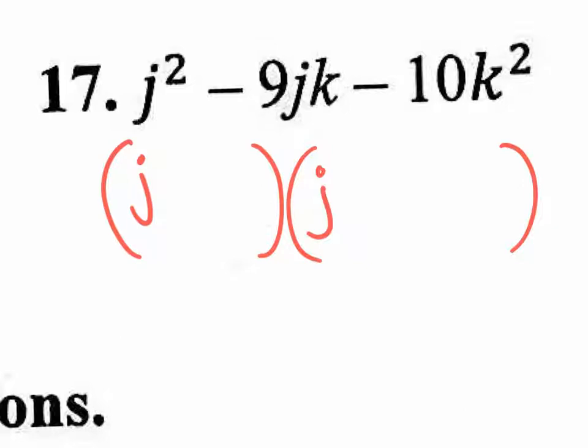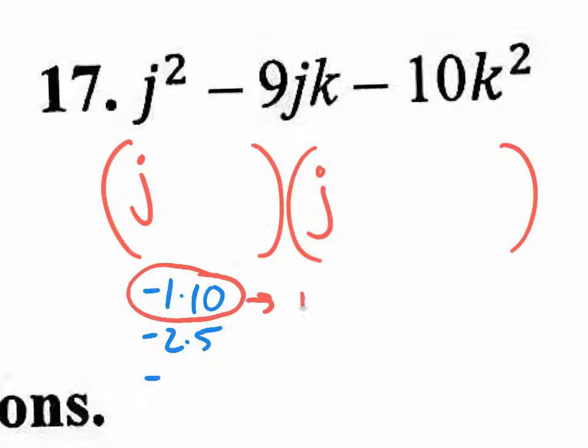All right, let's make a list. How can I get -10? -1 times 10, -2 times 5, that's it, right? So the first one, but the signs are wrong, so you switch them. So it's really a +1 times a -10, and this is the correct combo we want.